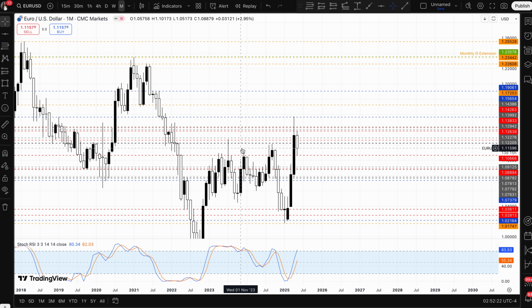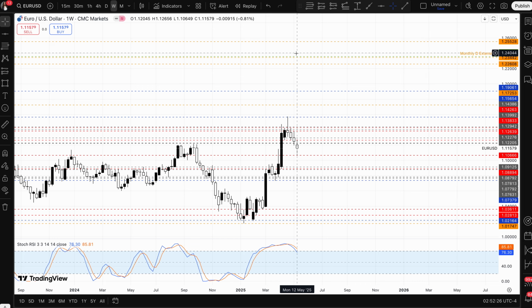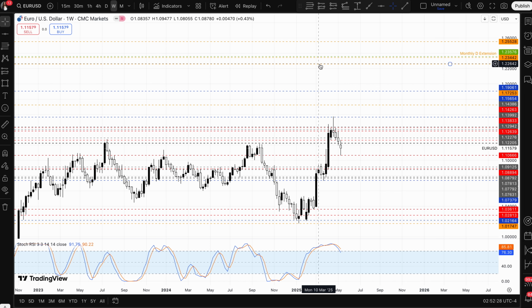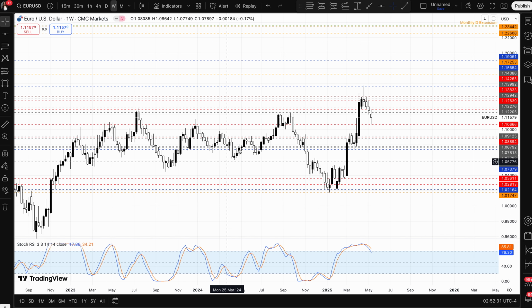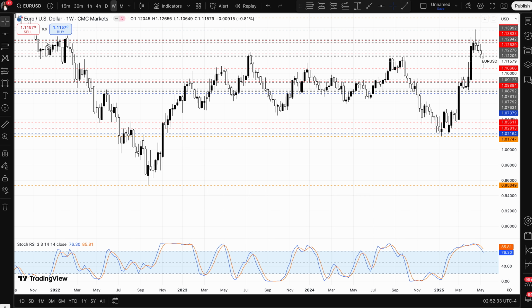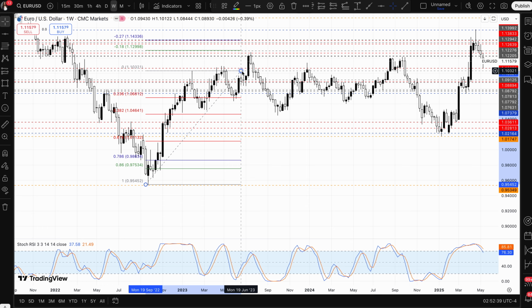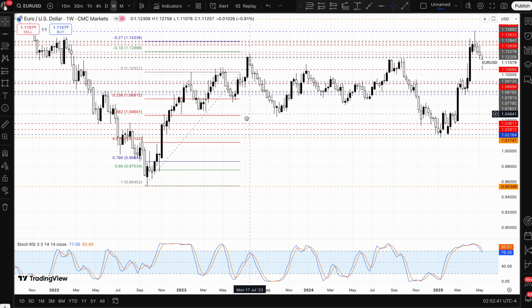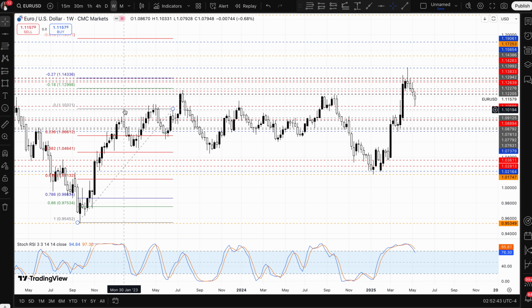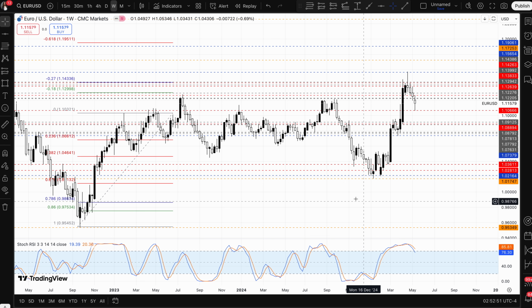I'm going to get rid of this, right? And I'm going to go down to the weekly. Guess what I'm going to do on the weekly, y'all? The same thing. So I'm going to go from swing low to swing high. And so after our swing high, we got a 23.6 pullback. We got a 38.2. And then we almost got a 61.8, right? And price took off from there.